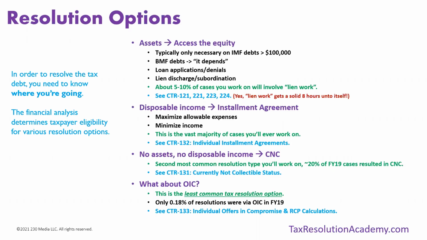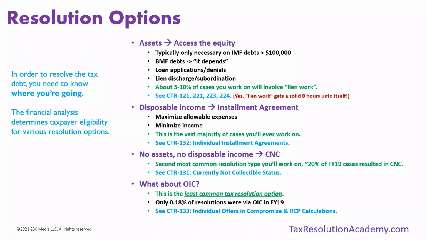The IRS wants the taxpayer, if possible, to tap into any equity in their assets and pay that money over to the IRS. This is where you're going to have to get loan applications in and get those denial letters to appease the IRS. You also may need to sell an asset, which will require a lien discharge, or you may need to do a cash out refi on an asset, which is going to require a lien subordination. Again, roughly 5 to 10% of the cases that you work on will involve those lien certificates. And I cover these lien certificate processes in CTR 121, 221, 223, and 224. Yes, lien work itself gets a solid 8 hours within our overall 120-hour CTR curriculum.